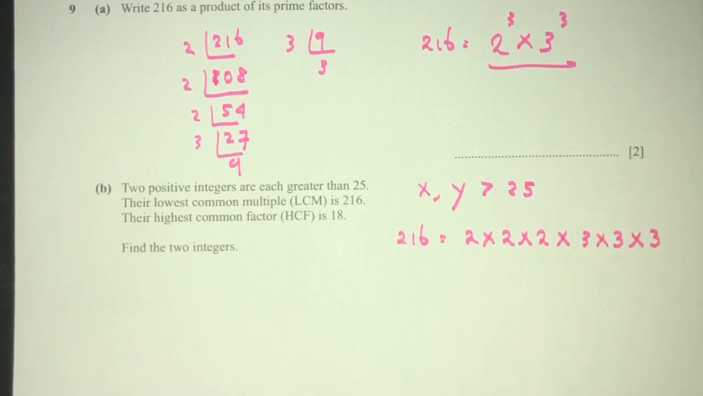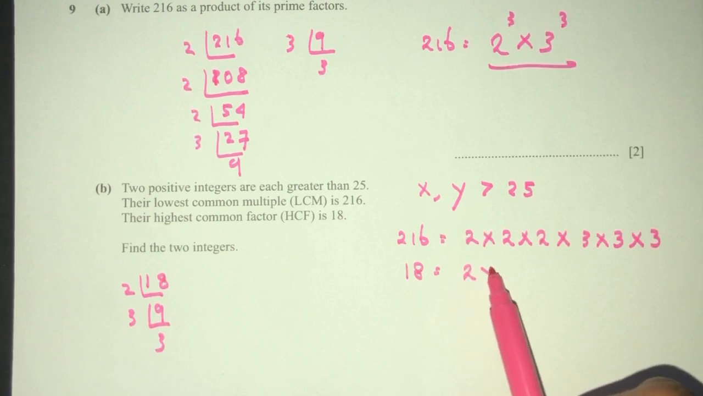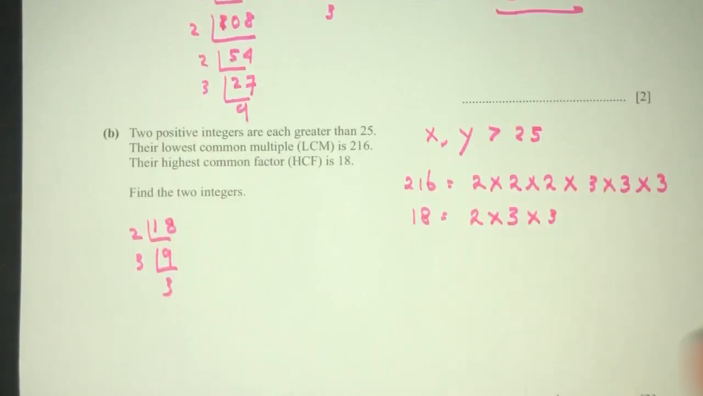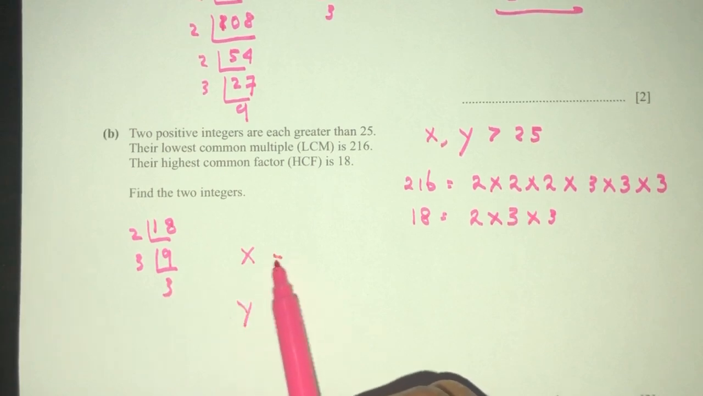Right. Now the HCF is 18. So what are the prime factors of 18, right? Let's see. Divide by 2, that should be 9. Divide by 3, that should be 3. So 18 is equal to 2 times 3 times 3. Now we have to understand what it really means to be LCM and HCF, or how we usually find them. So from that understanding, we do realize the numbers x and y. Since the HCF is 18, they both must have at least 18 in the numbers.